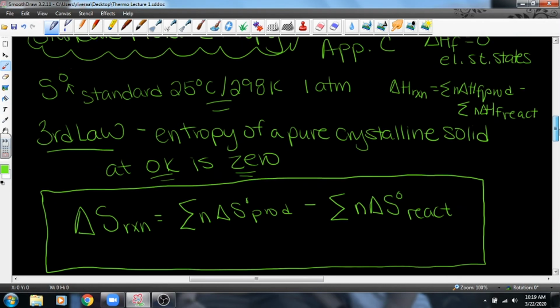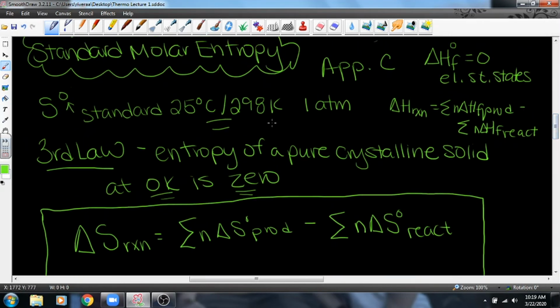I also think I forgot to talk about units here. The units for entropy are, remember, we're talking about energy here, right? Possible positions and distributions of kinetic energy. So energy, joules, per mole, Kelvin, okay? Because the temperature at which something is at is really going to affect how much disorder it has. So these are our units here for entropy.